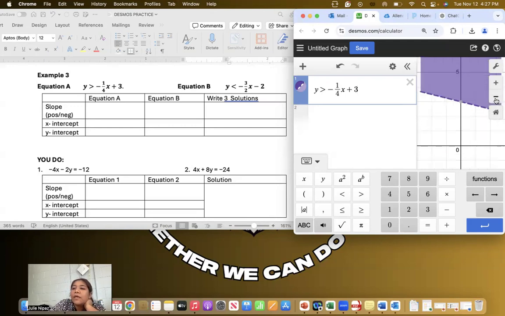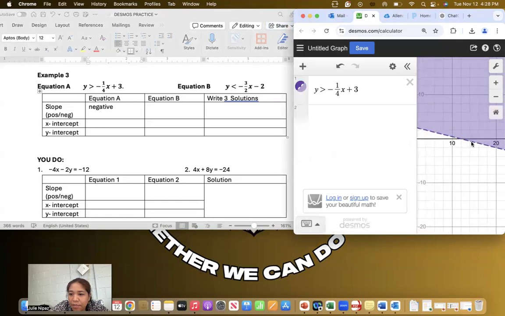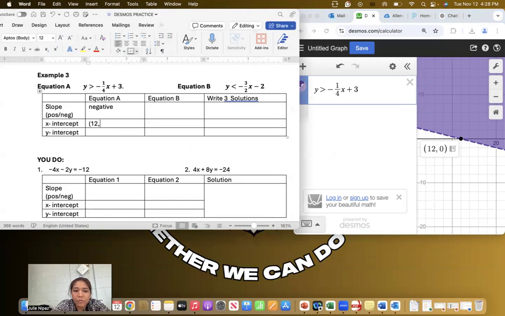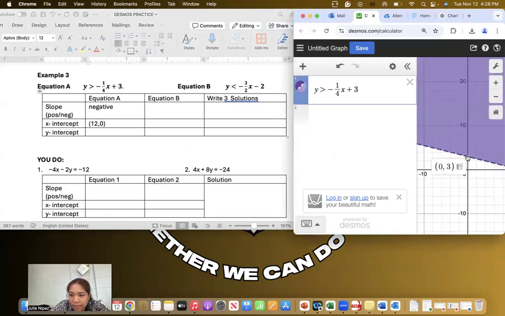Okay. Here, let me zoom out. So tracing the line from left to right, the line is still going down. So we are expecting that the slope is negative. Now the x-intercept, let me focus on the x-axis. On the x-axis, the point touching the x-axis is at 12, 0. Now the point on the y-axis is 0, 3.